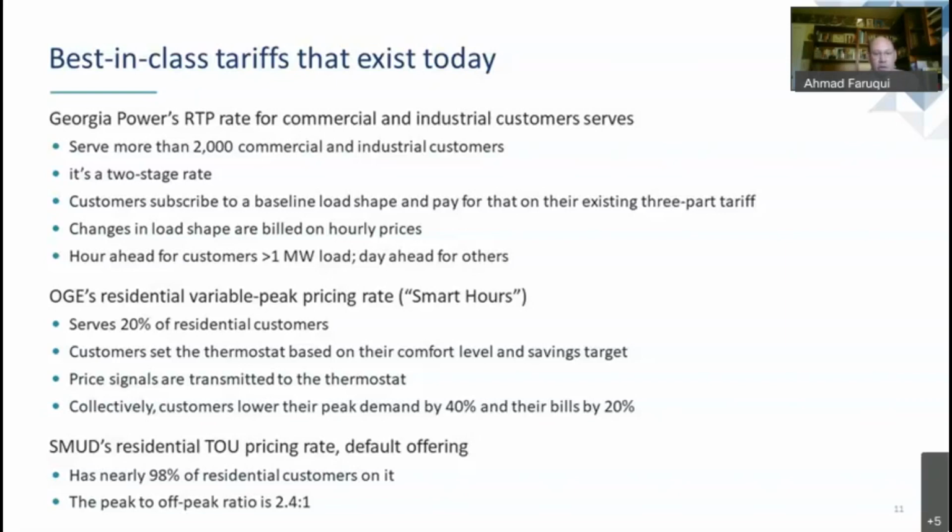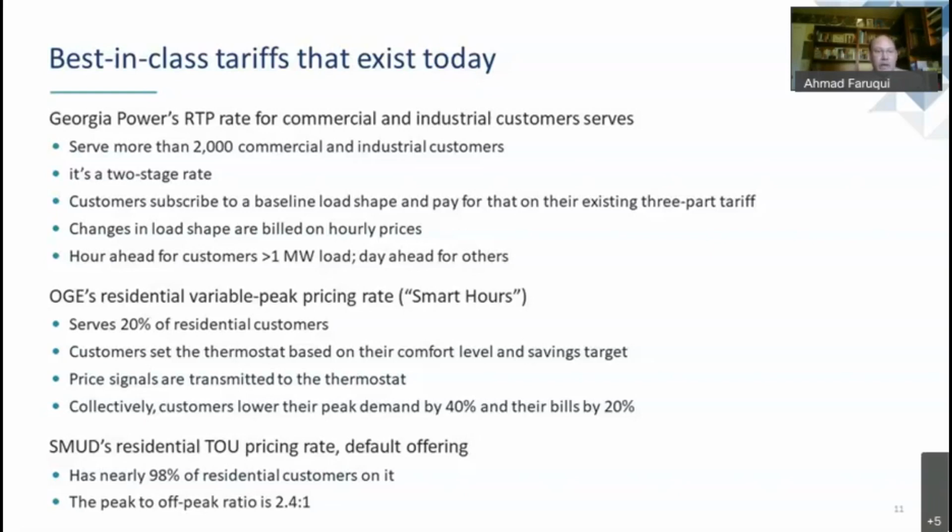But if you change your load shape, you will then be billed on hourly prices. And the hourly prices will be high or low, depending on whether it's the peak period where you're going to increase your usage or the off-peak period where you're going to increase your usage. You face different prices. Some prior studies that I have seen seem to indicate that when the price went above $1 a kilowatt hour, for the group of customers, the peak demand went down by 17%.